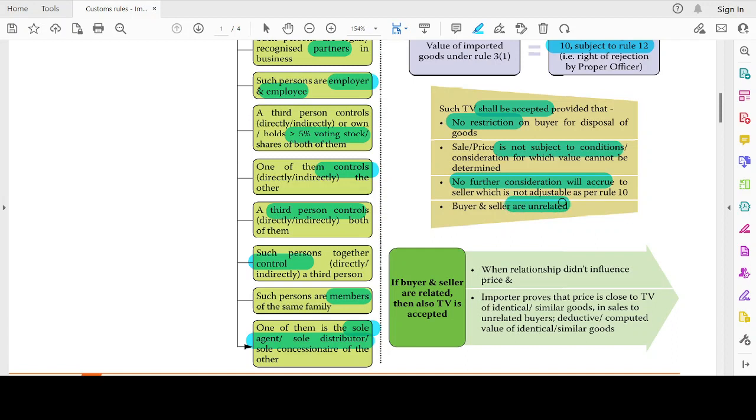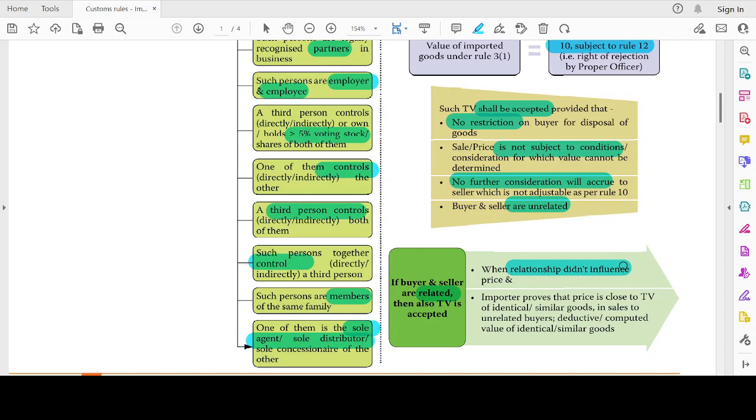The price is not subject to conditions or consideration for which the value cannot be determined. No further consideration will accrue to the seller which is not adjustable as per Rule 10. Buyer and seller are unrelated. If the buyer and seller are related, then also transaction value will be accepted when the relationship did not influence the price. There is no price influence.